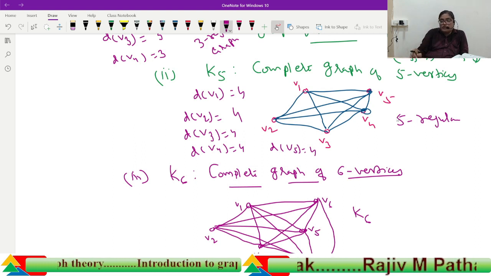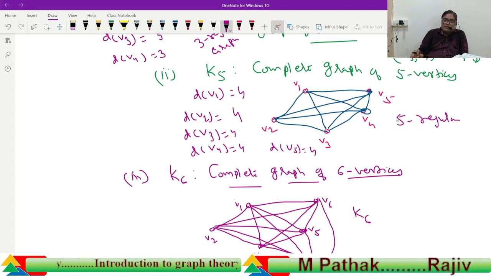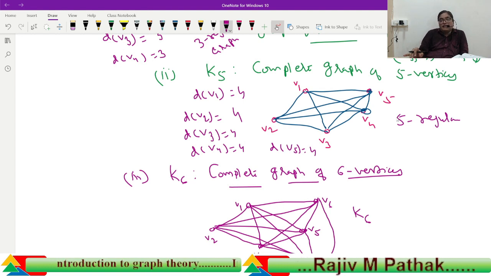Okay, so in general, what we say is that if a simple graph G is a complete graph with n vertices, then what do we conclude? The degree of each vertex is n minus 1.